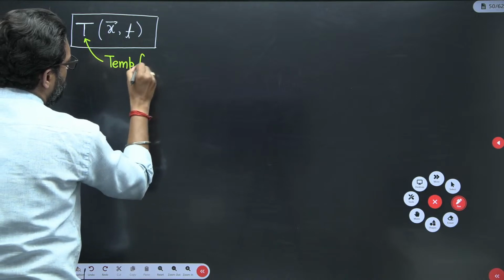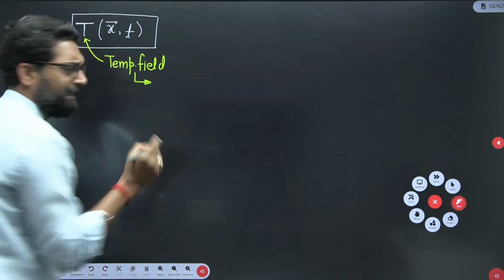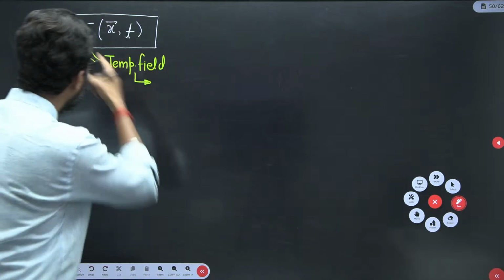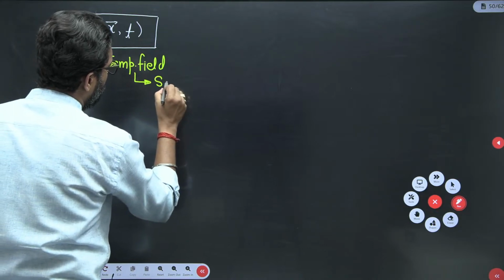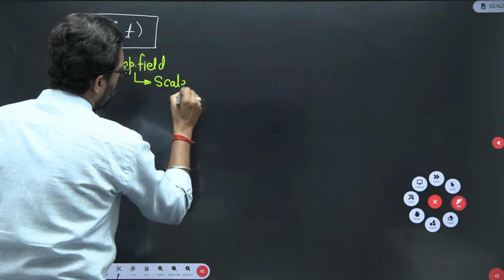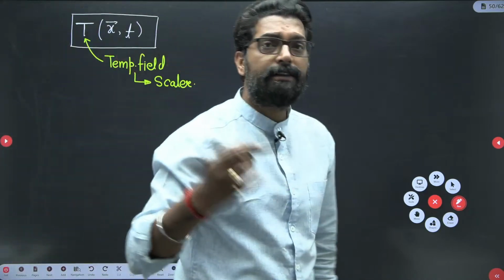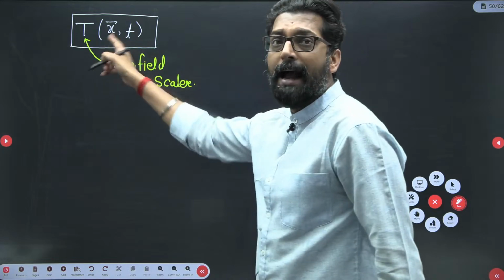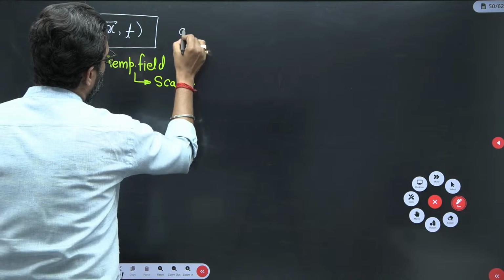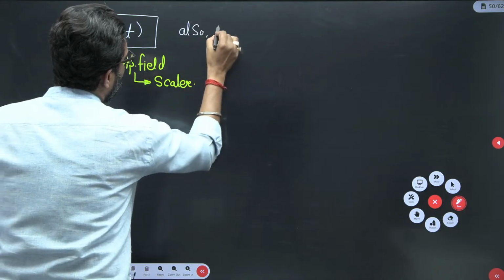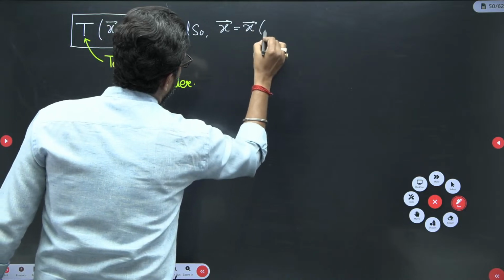Temperature field. This temperature field is anything, either a vector field or a scalar field. But here by default, this T is a scalar field. Now my dear, this x itself is for a field, and the position itself is also a function of t, yes or not?